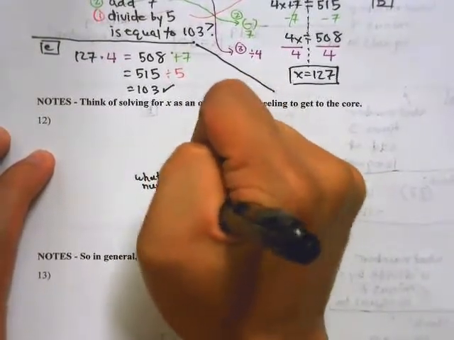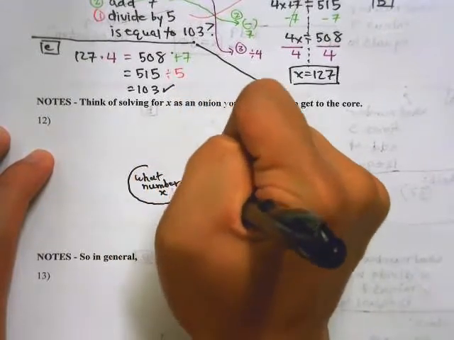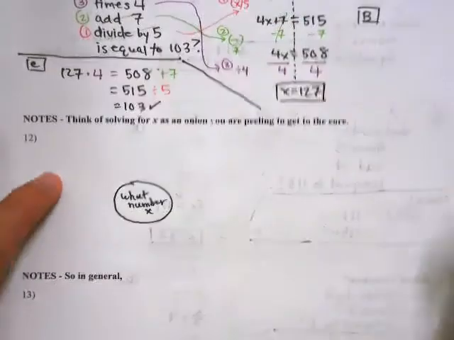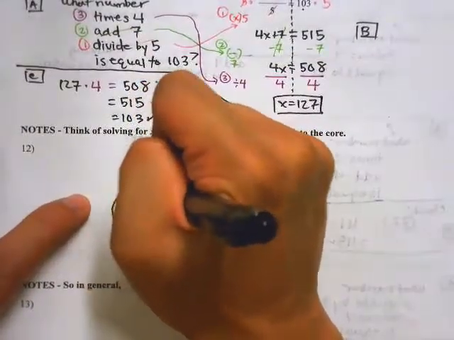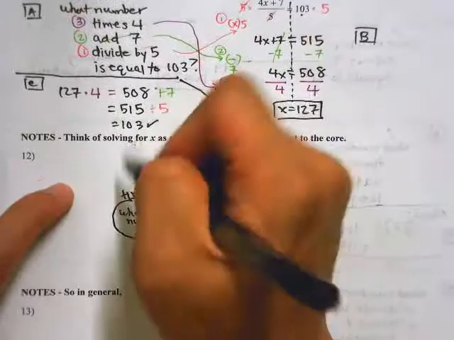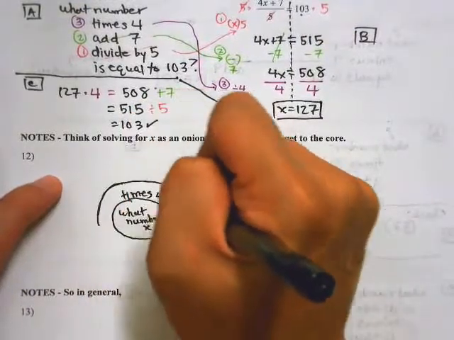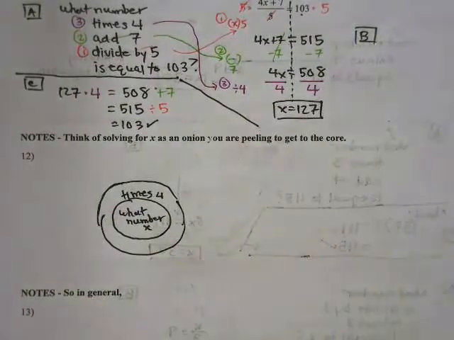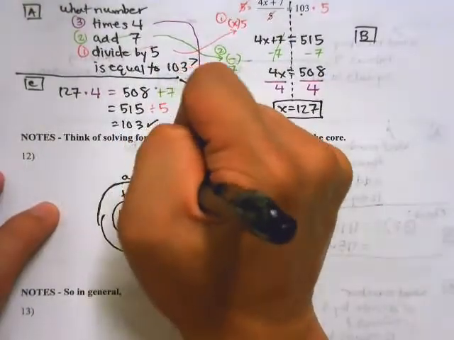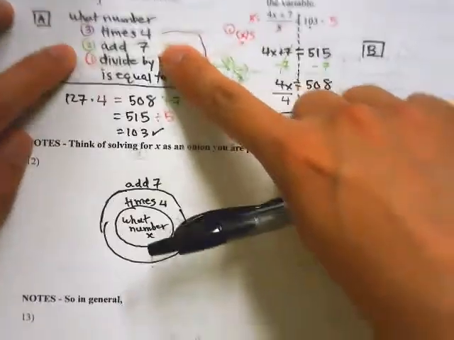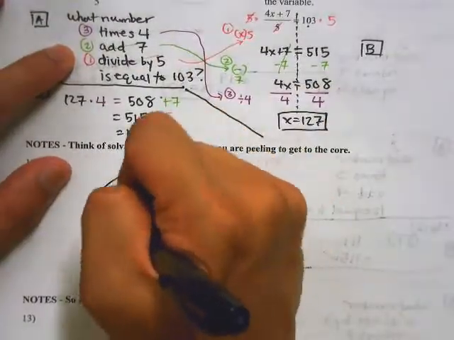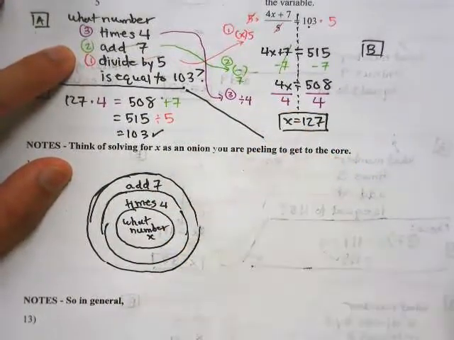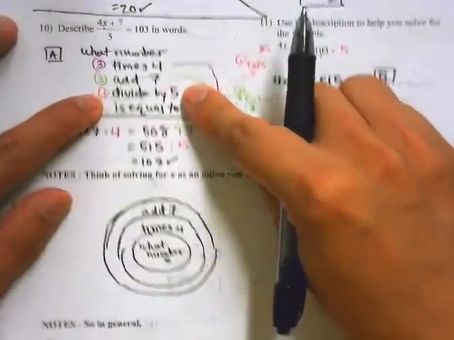Let's just draw a little bit. What number x? I'm going to go over here and use this description from number 10. What number x, times 4, and then I'm not a drawer, so just really think that this is an onion, okay? Apologies for that. Add 7. I'm making a makeshift circle that's supposed to represent an onion. And then divide by 5.